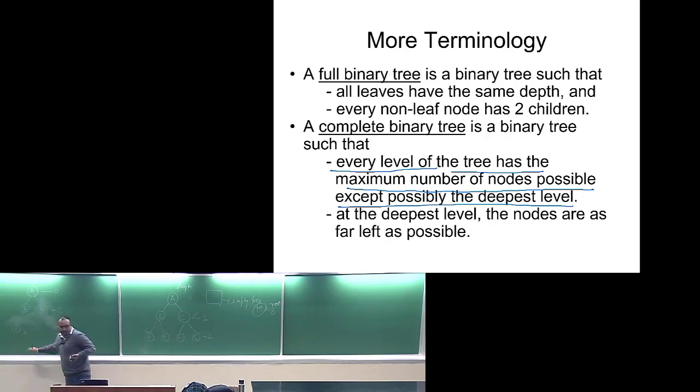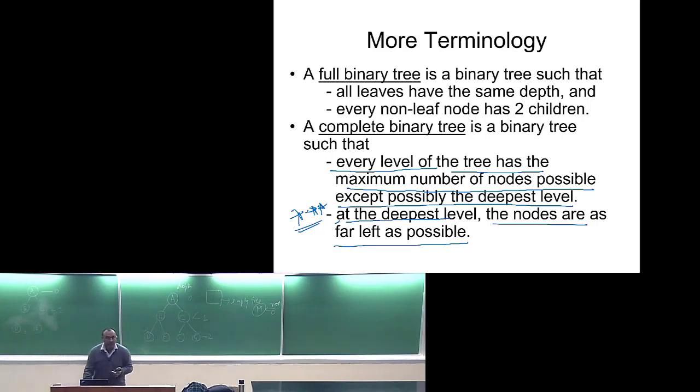I don't have it complete. And at the deepest level, this is the interesting case, right? Where I think I got some of you confused. At the deepest level, the nodes are as far left as possible. This is fine, right? So if I add another node here, then it is still complete. But if I add a node over here, then is this complete? No, right? Because if you need it, you should have put it here, as left as possible, right?